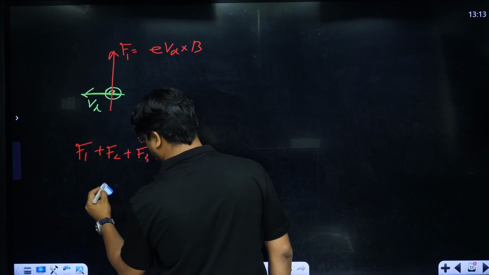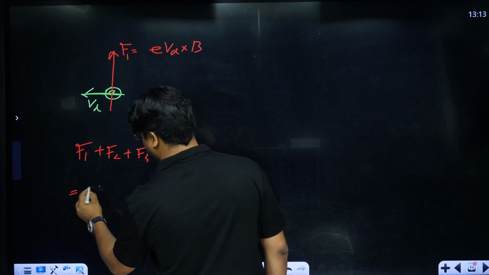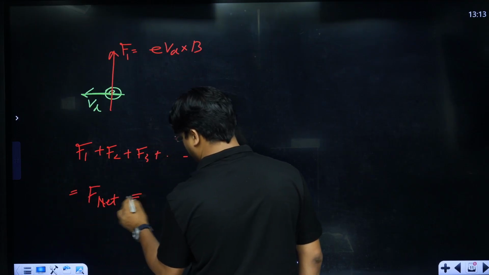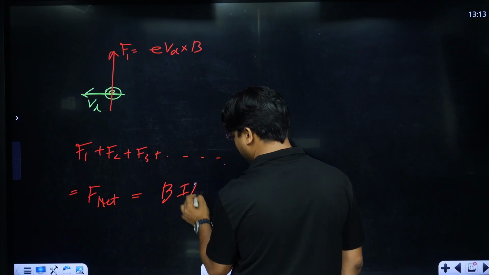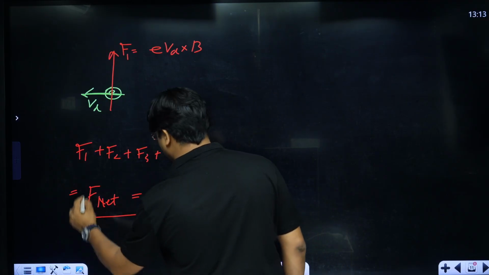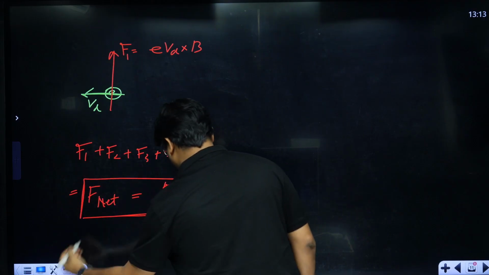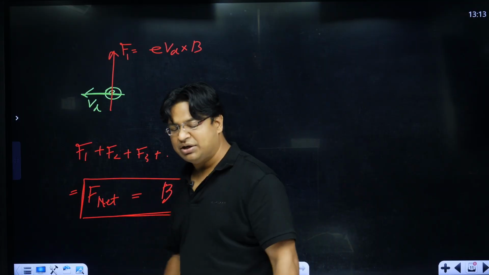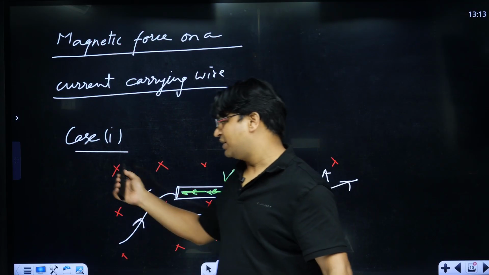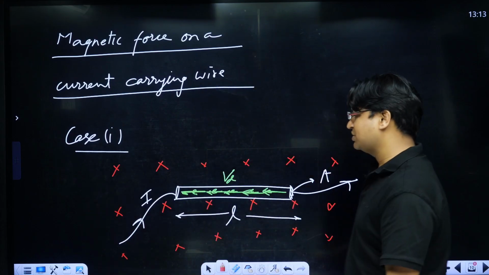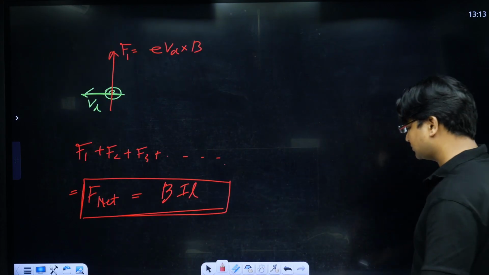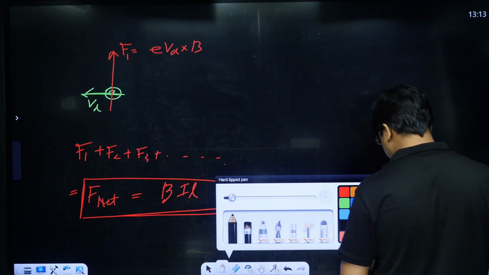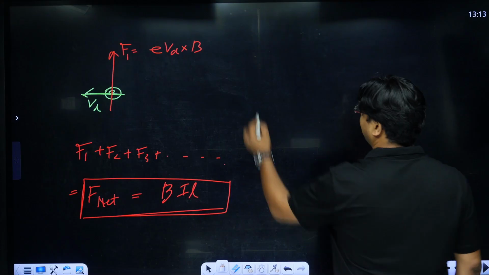The net force on the wire comes out to be BIL. So this is the force acting on a current carrying wire. Remember that this was case one, and I'll talk about more cases. So this was case one, BIL, where B is the magnetic field, I is the current flowing through the wire, and L is the length of the wire.